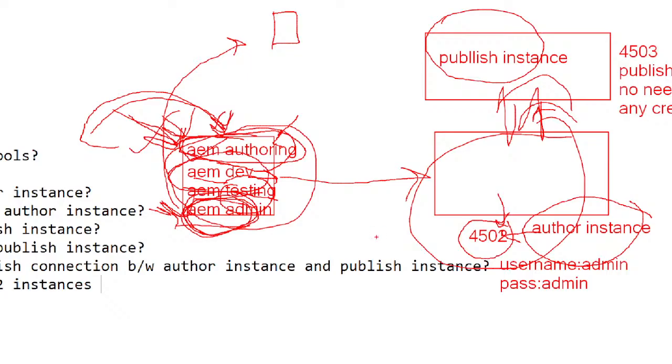Okay, so how can we do that? This is the scenario. Finally, we can place the dispatcher in between this publish instance and the public, or we can say end users.